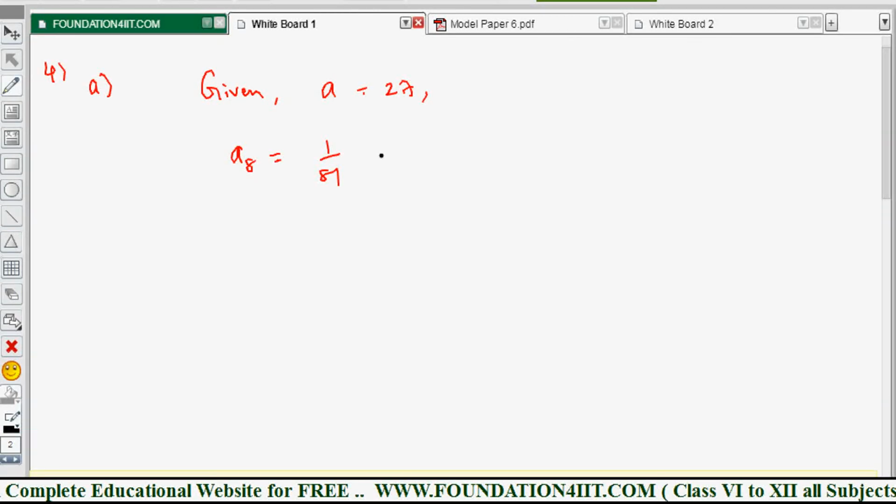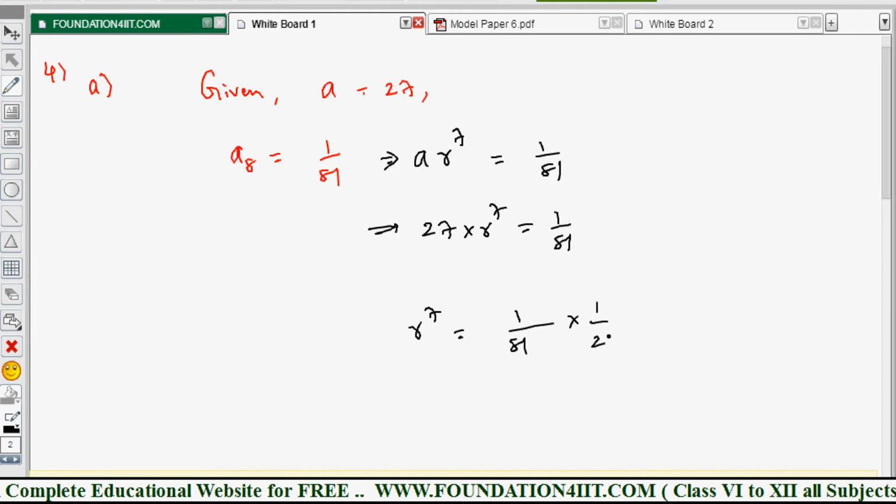A8 is 1 by 81, but the A8 formula is a into r to the power 7. That is equal to 1 by 81. From this, a is 27, so 27 into r to the power 7 is equal to 1 by 81. Then r to the power 7 is equal to 1 by 81 into 1 by 27.